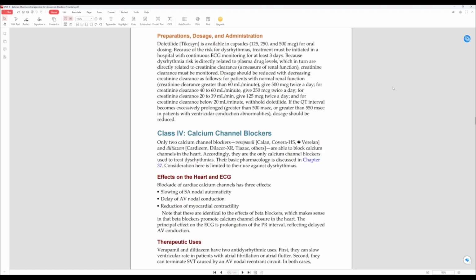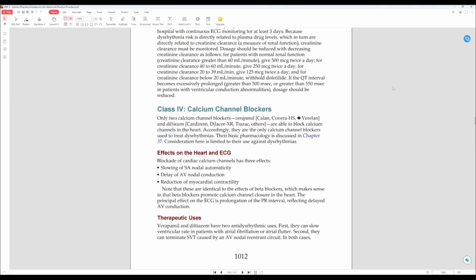Giving 500 micrograms twice a day for creatinine clearance of 40 to 60 ml per minute. And actually, I'm going to say hit pause here so you can read this and write these numbers down. They are important to note, and I'm sure we will see these coming again. Again, if a QT interval becomes excessively prolonged, greater than 500 msec, or greater than 500 msec in patients with ventricular conduction abnormalities, the dosage must be reduced.